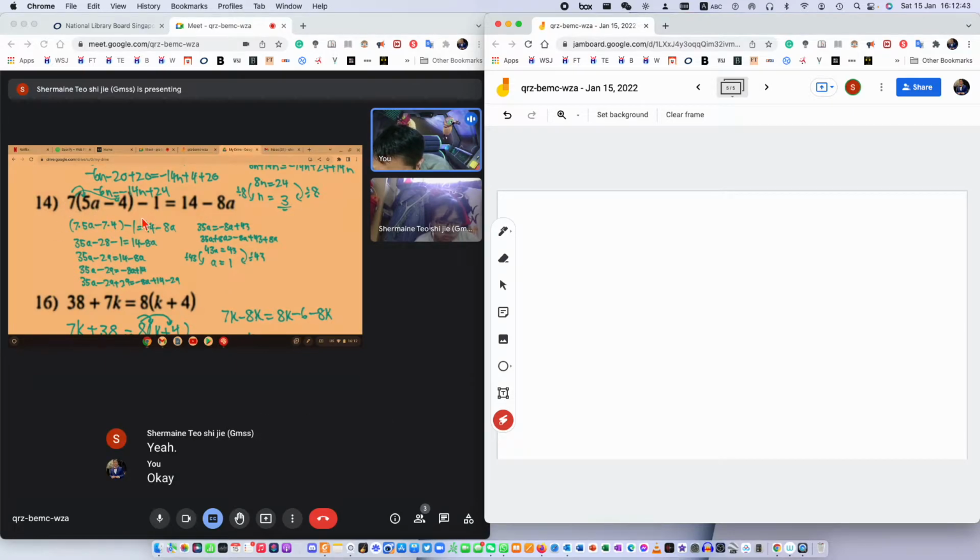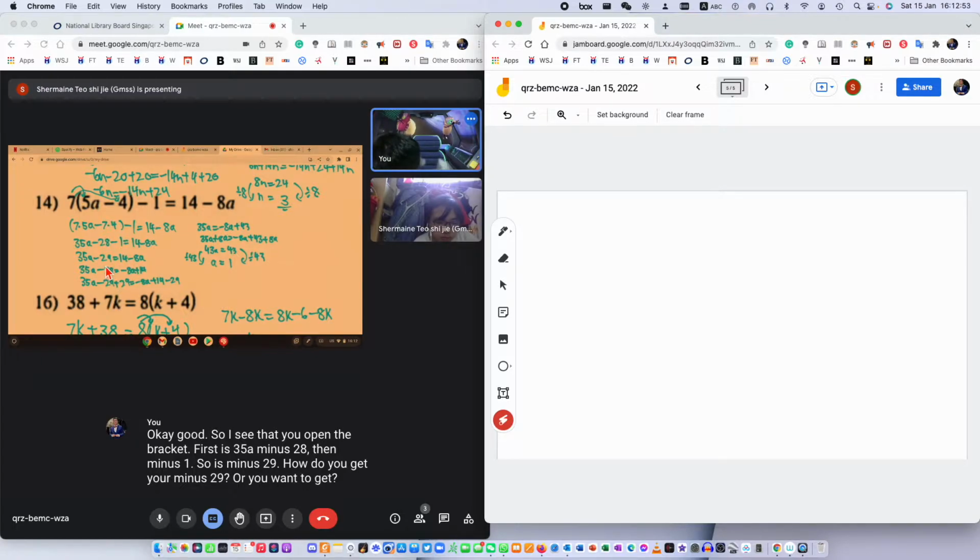So I see that you open the bracket first, so it's 35a minus 28, then minus 1, so it's minus 29. How do you get rid of minus 29? Okay, you plus a 29. So you get rid of it. You plus a 29 here, right? Then you are supposed to plus a 29 on the right as well.